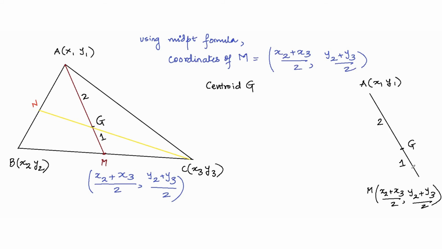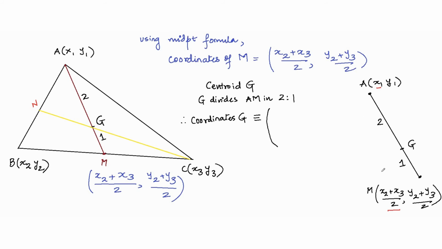So now to locate the coordinate of G, I can definitely use the section formula, because the coordinate of A is known, the coordinate of M is known, and G is dividing AM in the ratio 2:1. So G divides AM in the ratio 2:1, and therefore the coordinate of G. So let's find the coordinates of G. To find the x coordinate, let us focus on the x coordinates of A and of course M.